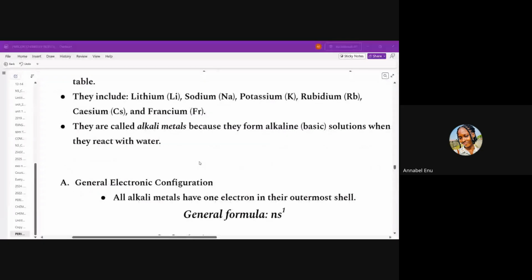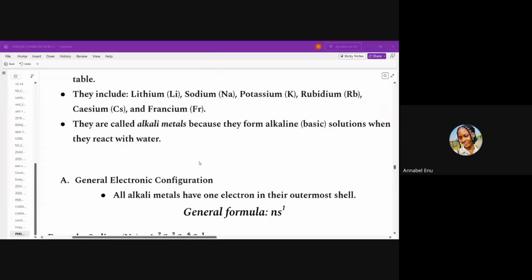So you can be given a question, for example, write an equation for the reaction between sodium oxide and hydrochloric acid. They'll write it like this. They won't tell you the formula for sodium oxide.